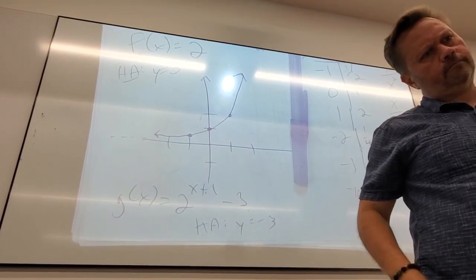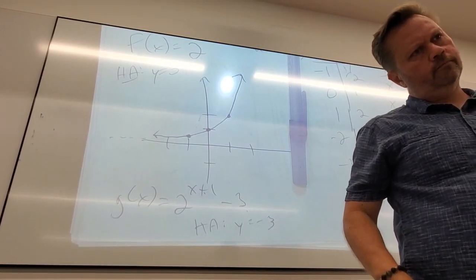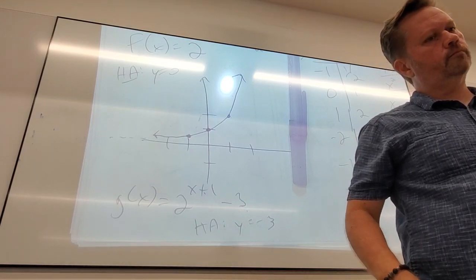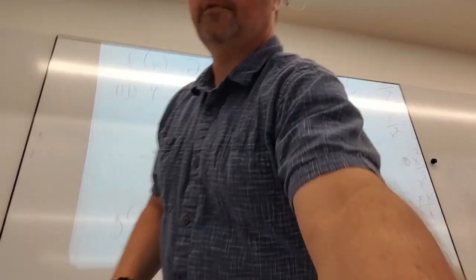I was confused. Why are we long dividing to find the slant? Can you explain? Oh, okay.